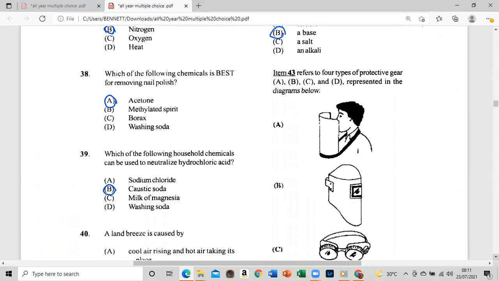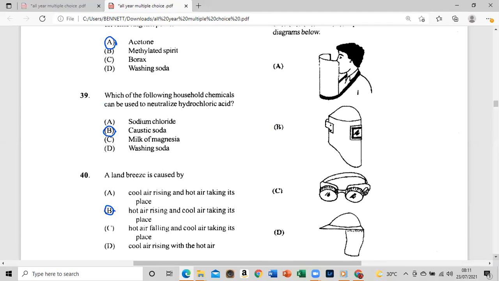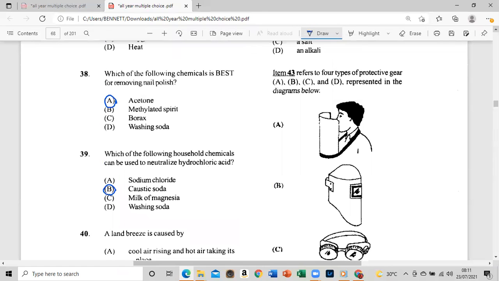All right, let me just see if I can give all of it something. Item 42 refers to 4 types of protective gear. Oh Lord, I can't see all of them. All right, there we go. Let's see what I go on.